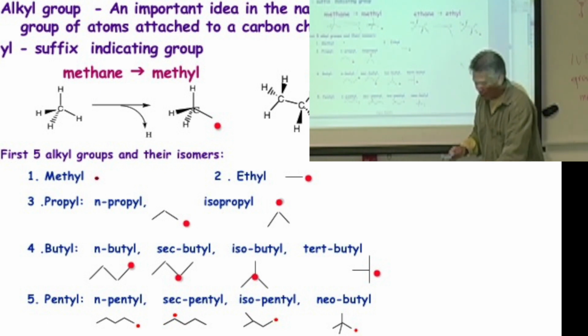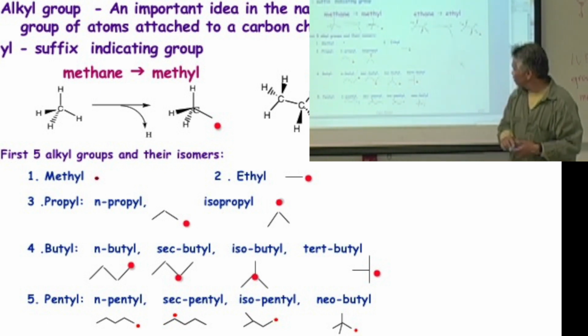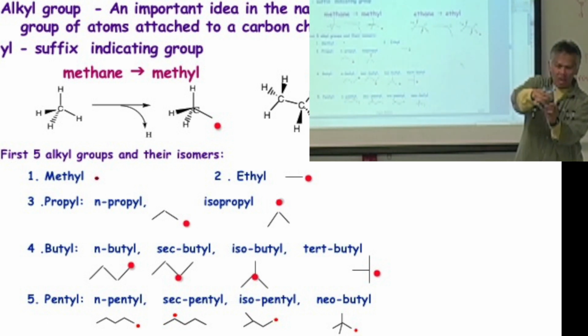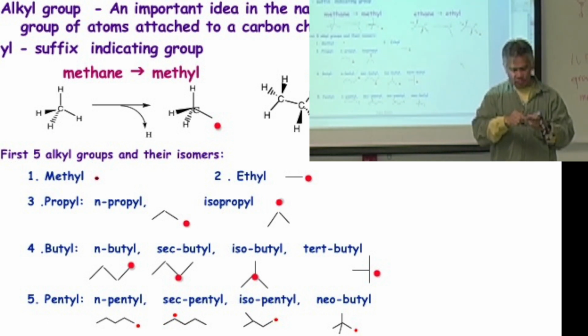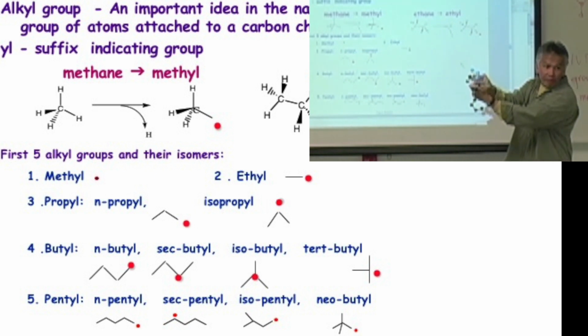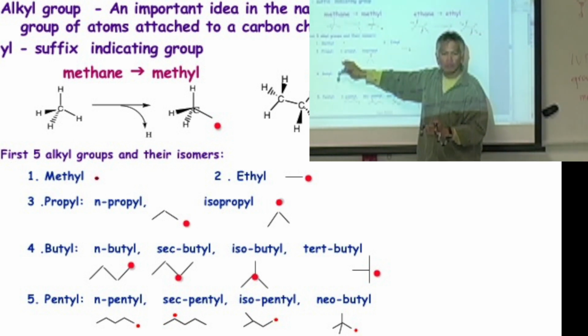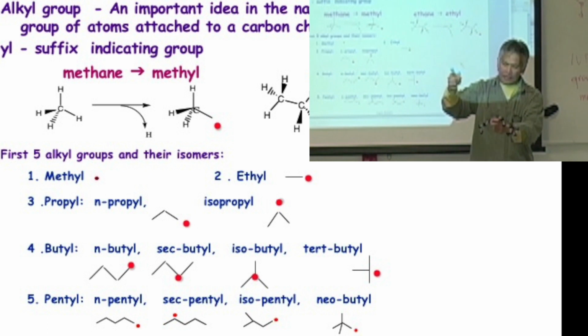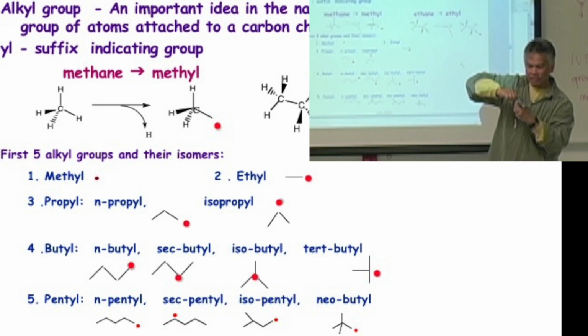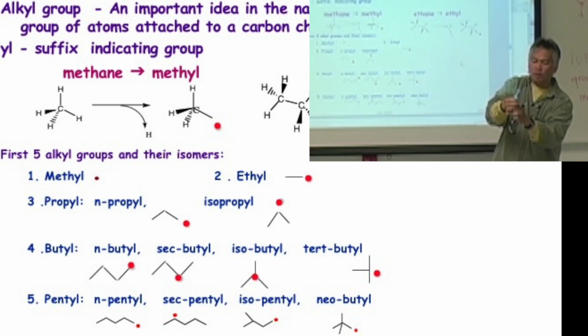These are the groups. Now, I need to elaborate on propyl, is that I could attach it to the main chain, either through the middle carbon, or to the end of a carbon. And they're different, so I have to give these special names. When it's a group that hangs off at the end, either this way or this way, it's called n-propyl. When it's connected to the middle, it's called isopropyl.